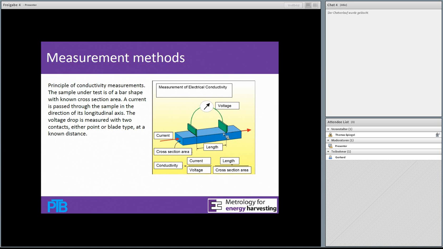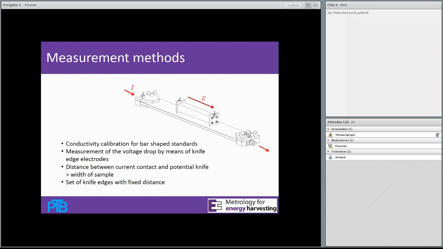We once had a customer who was very proud and had polished his standards before sending them to PTB. But usually if you do polishing afterwards, you don't have flat surfaces, but some curved surface. So this gives some big errors in the conductivity measurement. So in practice, probably you have seen it outside.